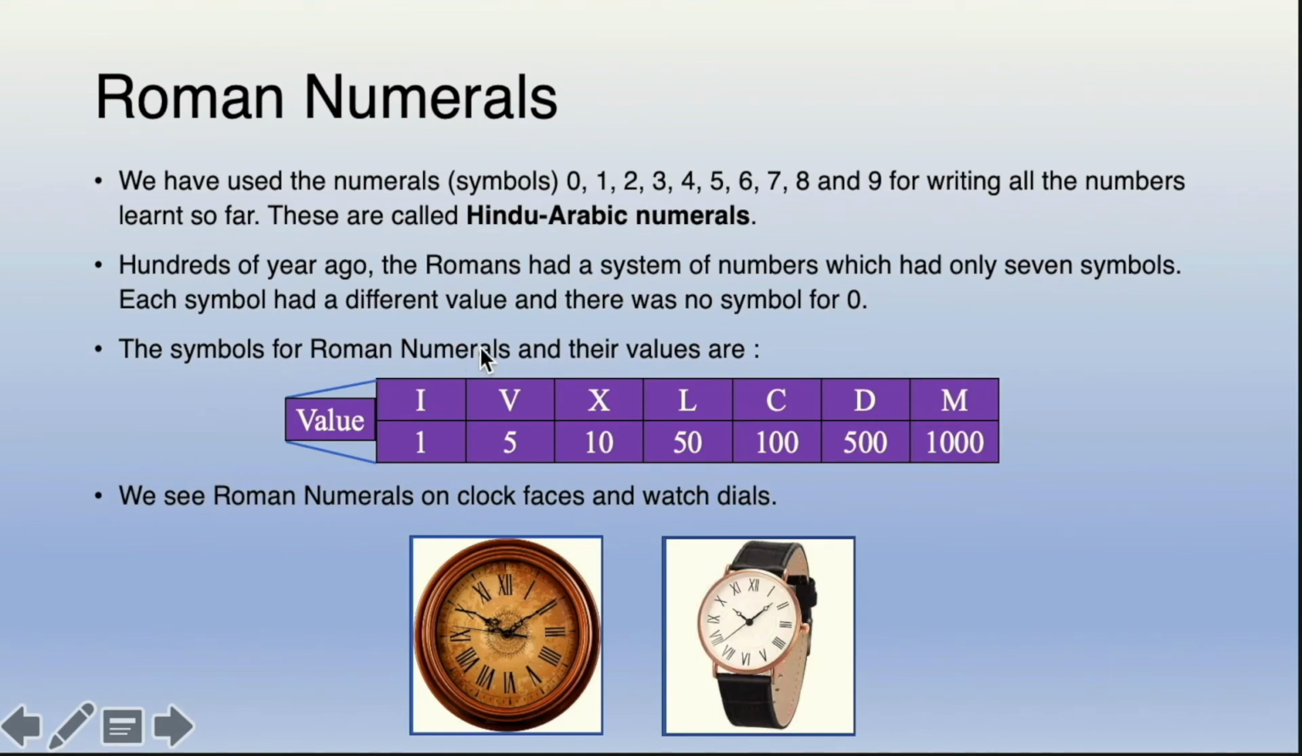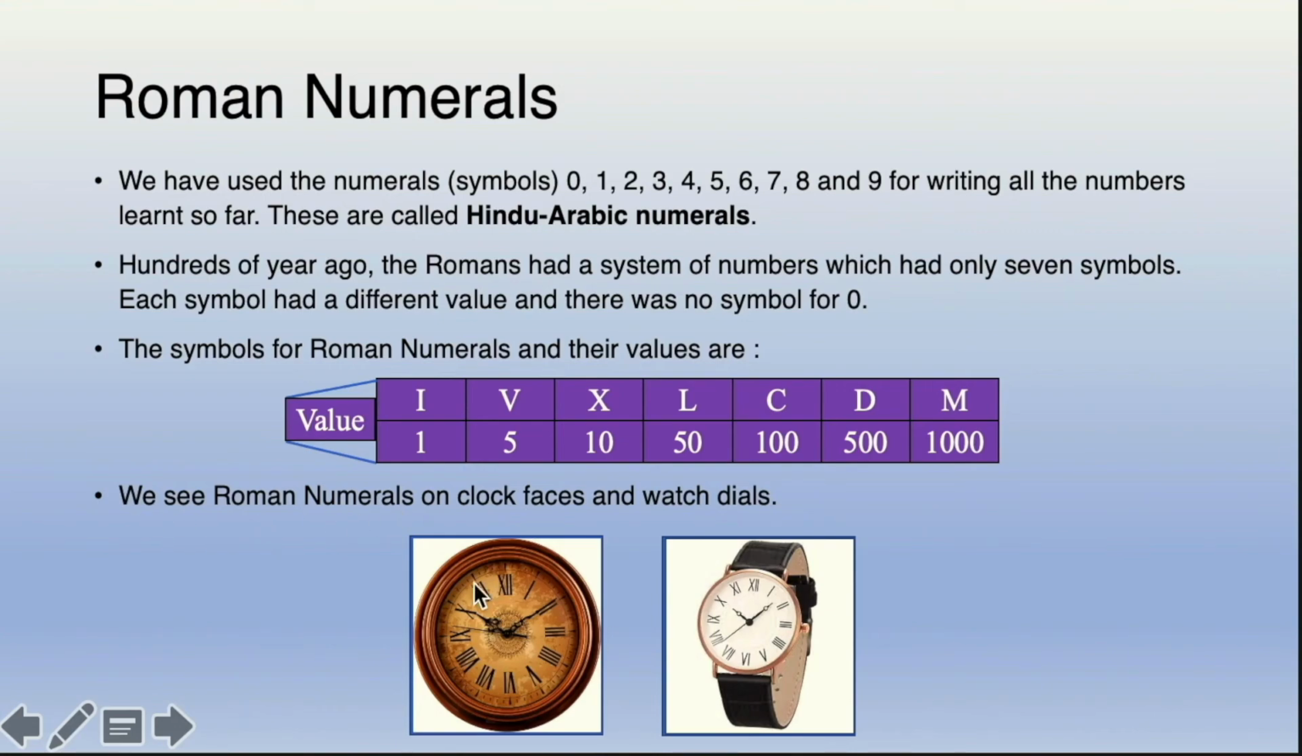So the symbols for Roman numerals are the letter symbols I, V, X and so on. The value for I is 1. The value for this Roman symbol V is 5. The value for symbol X is 10. And for letter symbol L it is 50, and so on. Now, these Roman numerals do not use the concept of place value, that is ones, tens, hundreds and so on.